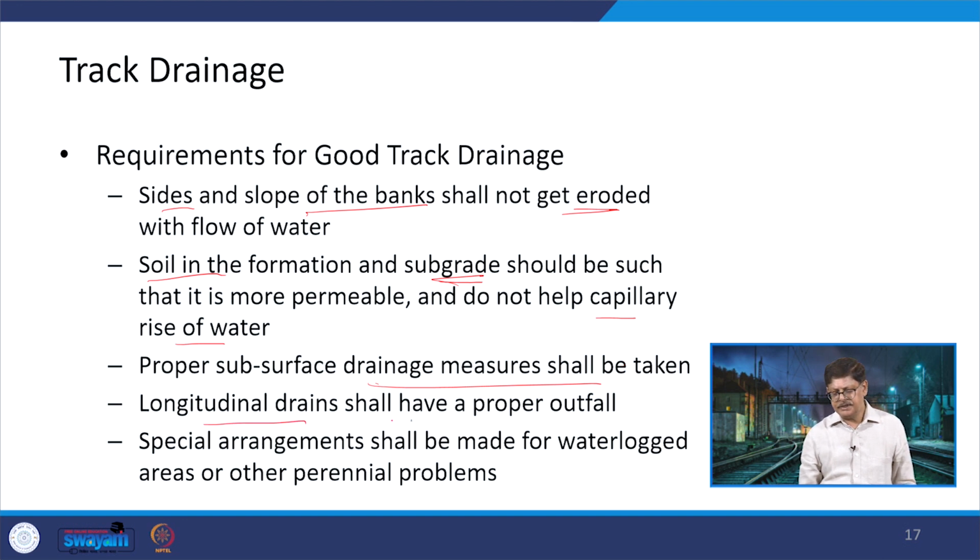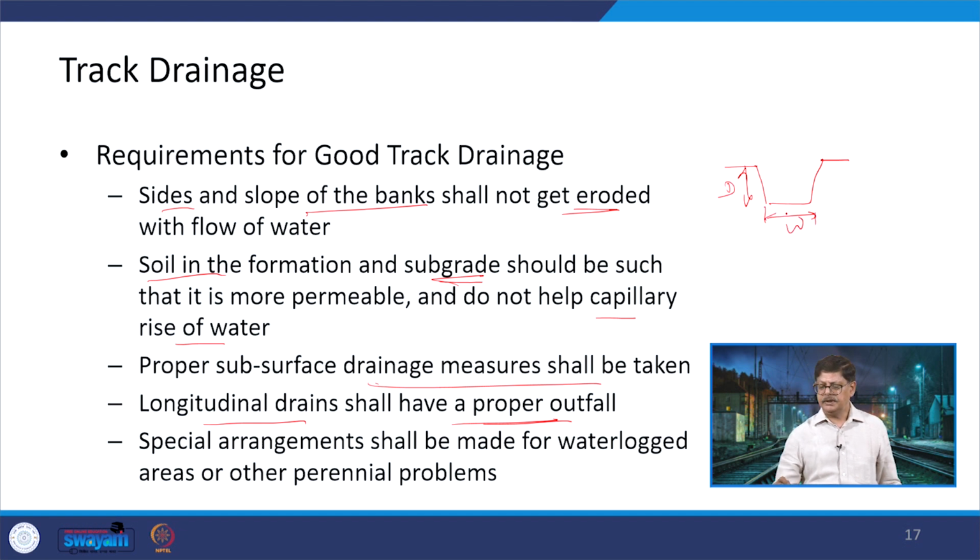Then longitudinal drains shall have a proper outfall. So, that means first of all you have to design what should be the depth, this depth, what should be the width, and then what is the slope. All of these things need to be designed, and along with that, what is the velocity with which the water is going to flow in it. So, once that is done, then on the basis of the outfall where it is available, it will go up to that and will drain into it.